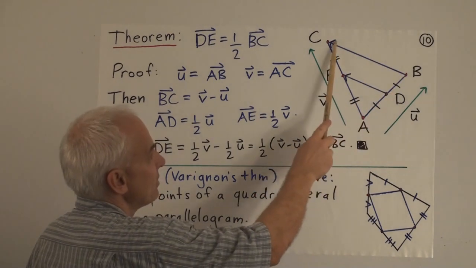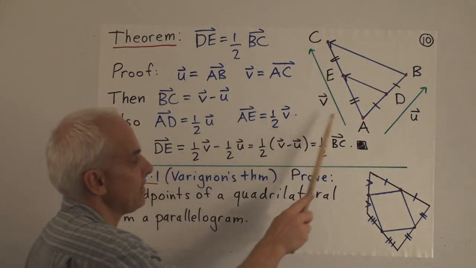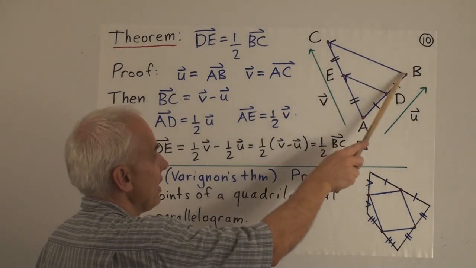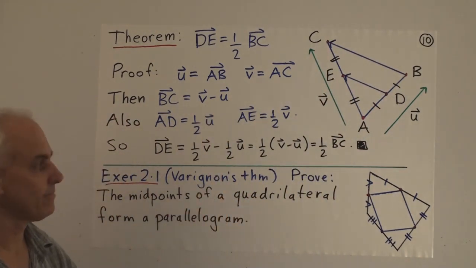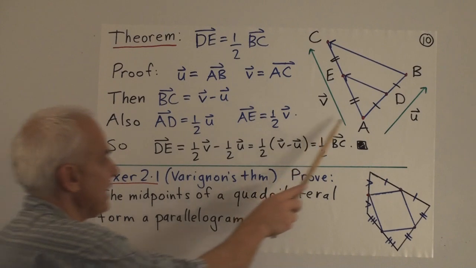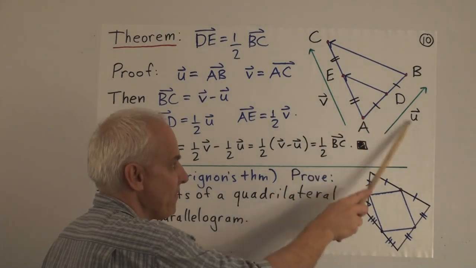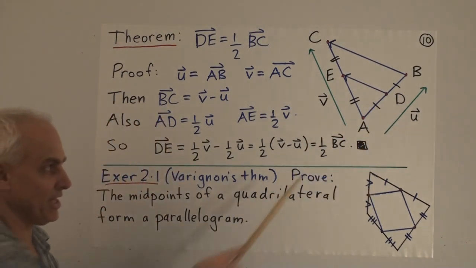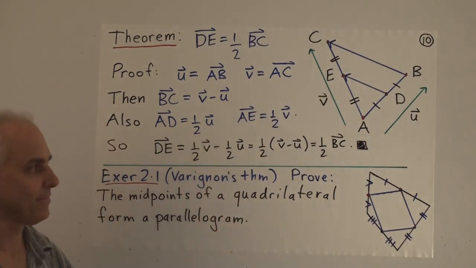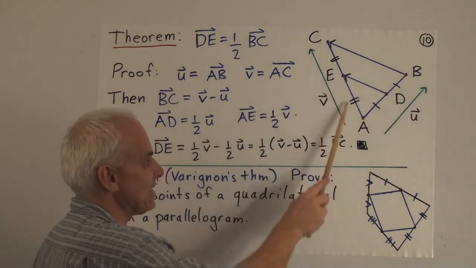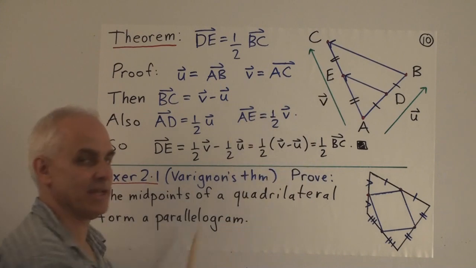Then B to C, that vector, is the difference between v and u. It's v minus u. What about AD? Well, that's half of u, because we're assuming D is a midpoint. And AE is 1/2 of v, because we're assuming E is a midpoint.